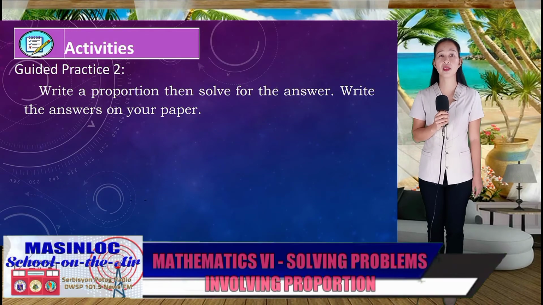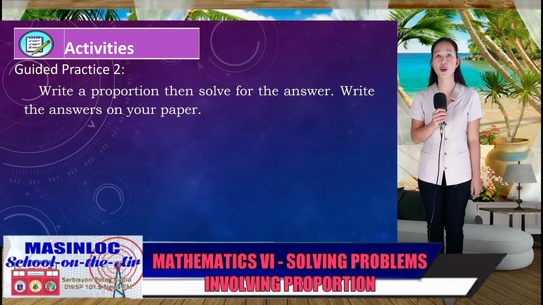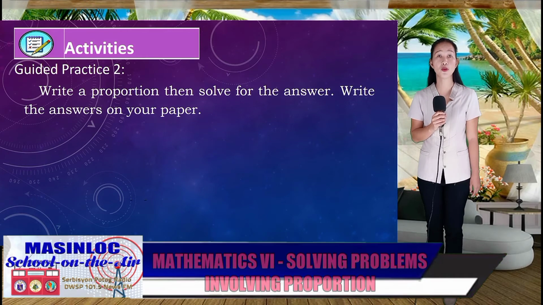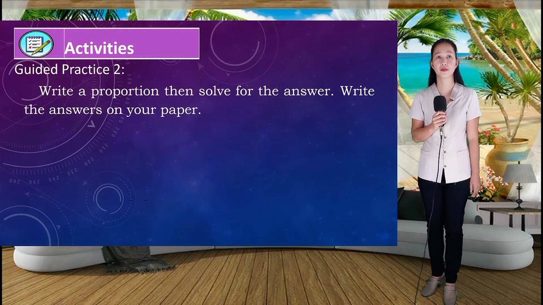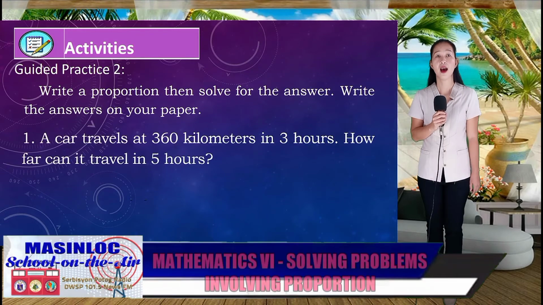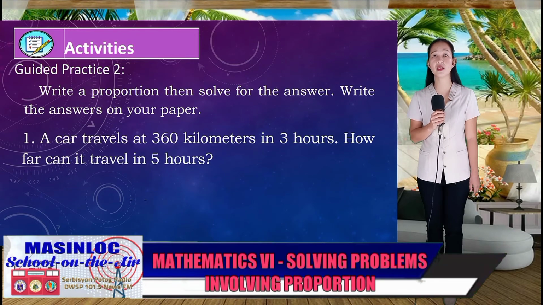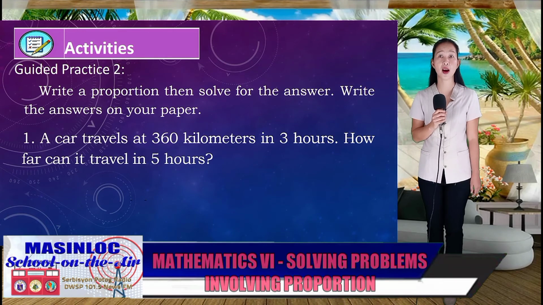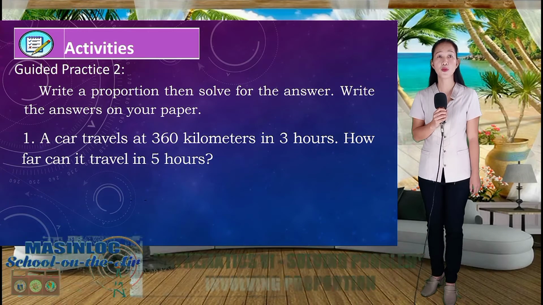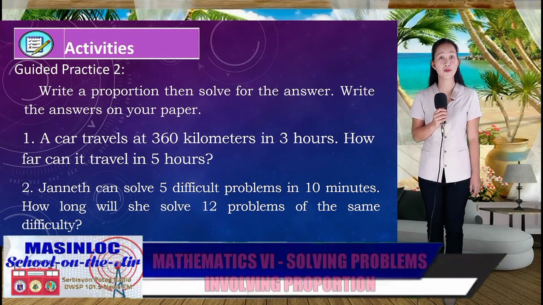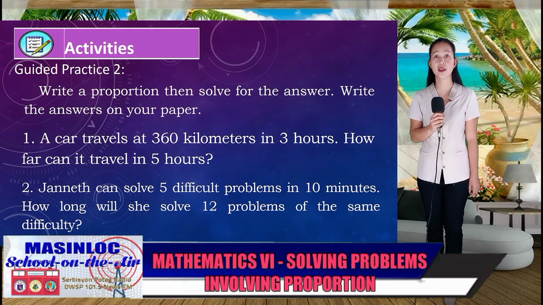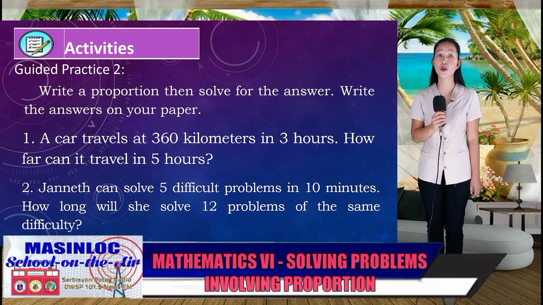In this activity, you are going to write a proportion, then solve for the answer. Write the answers on your paper. Number 1. A car travels 360 kilometers in 3 hours. How far can it travel in 5 hours? Number 2. Janet can solve 5 difficult problems in 10 minutes. How long will she take to solve 12 problems of the same difficulty?